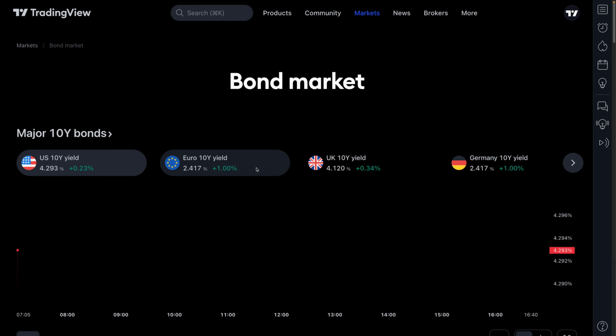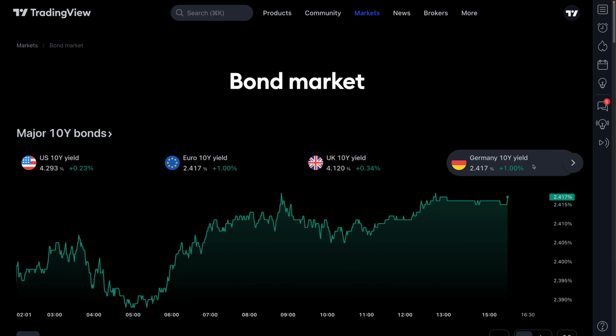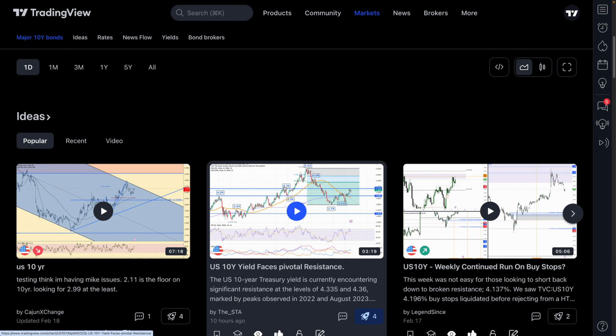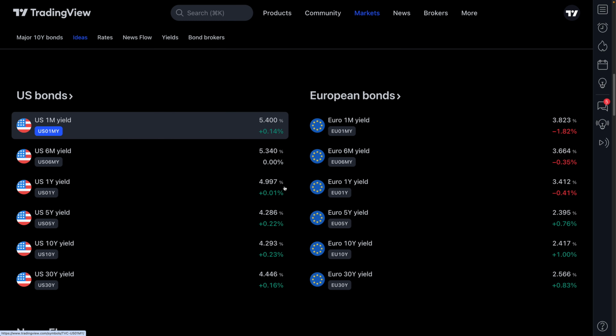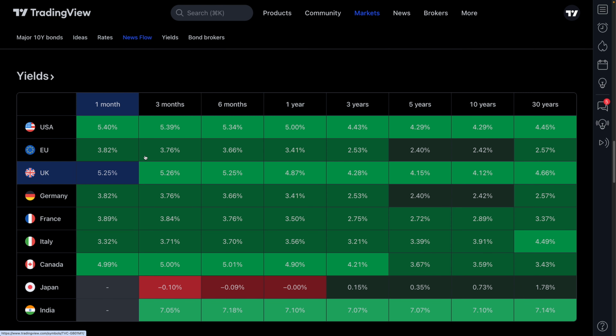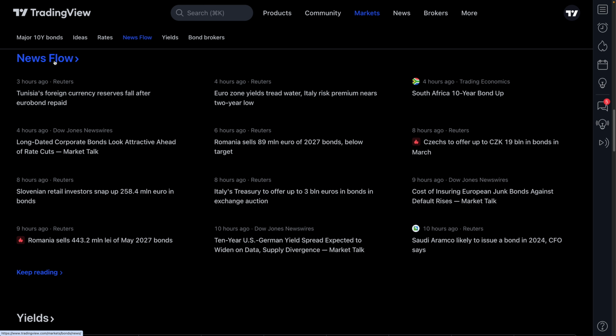And now we are on the bond market page, and we can click through each yield as needed. So now we are looking at the Germany 10-year yield. And just as we were showing you on the homepage a second ago, you can scroll down, but now you are seeing bond-specific information and data, including this yields heat map, and what's rather important is this news flow button.